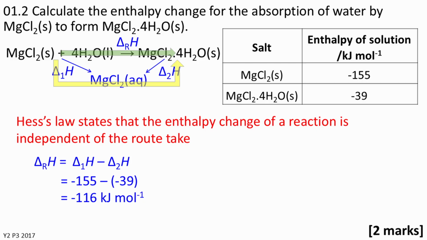The arrow associated with each delta H must point in the correct direction based on the standard definitions that you are working with. Finally, input the data from the question and take care when dealing with negative numbers. The final answer works out to be minus 116 kilojoules per mole.